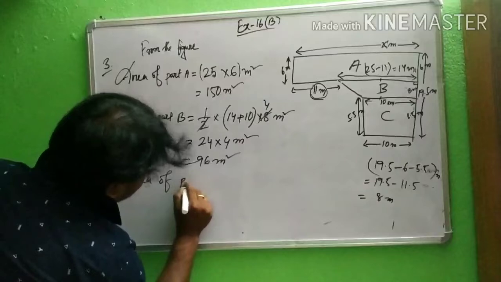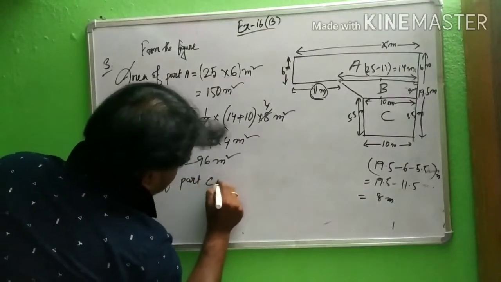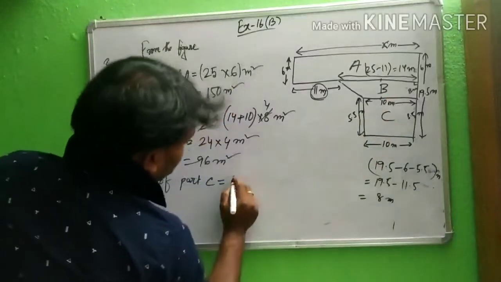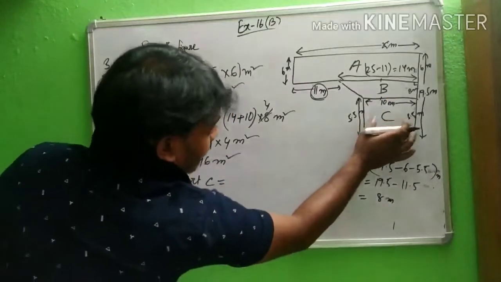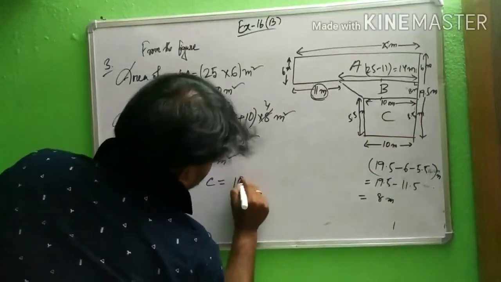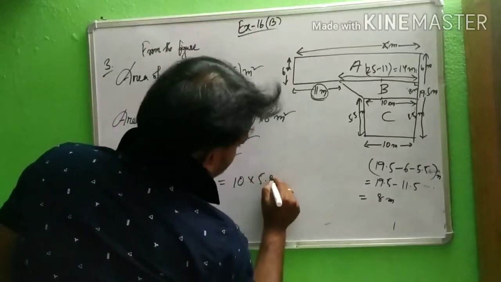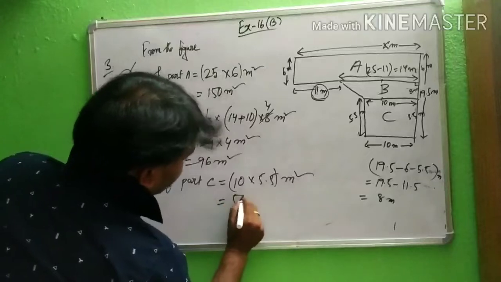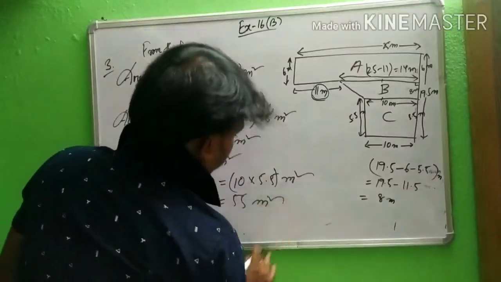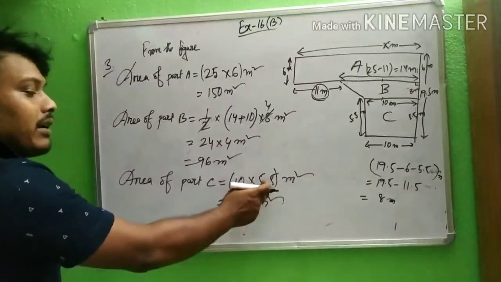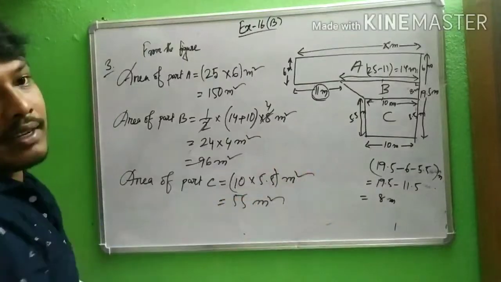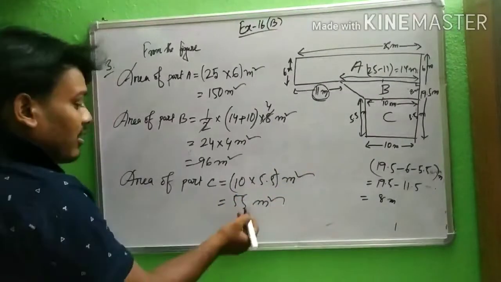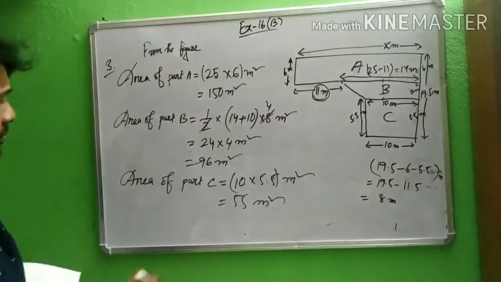equals length into breadth. It is a rectangle, length into breadth. So length 10, breadth 5.5 meter square. That means 55 meter square. Okay. 55.0, with one digit after the decimal, if there are one or two zeros, there is no need to write the zero.